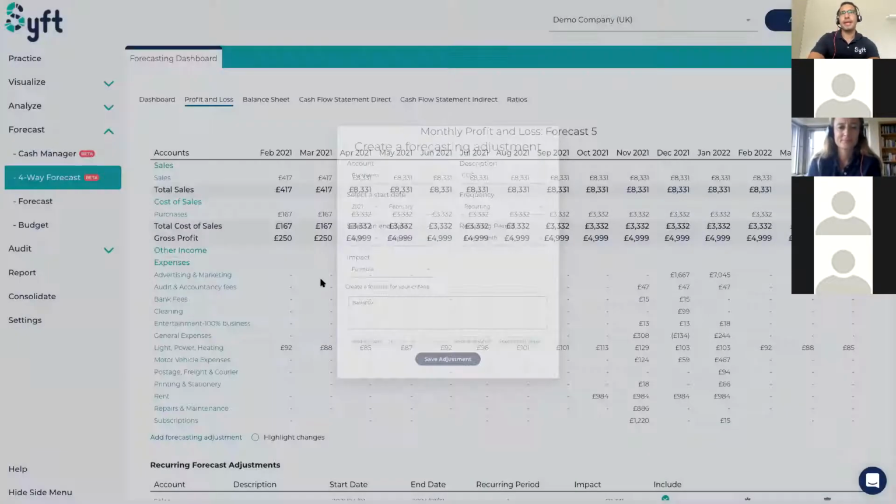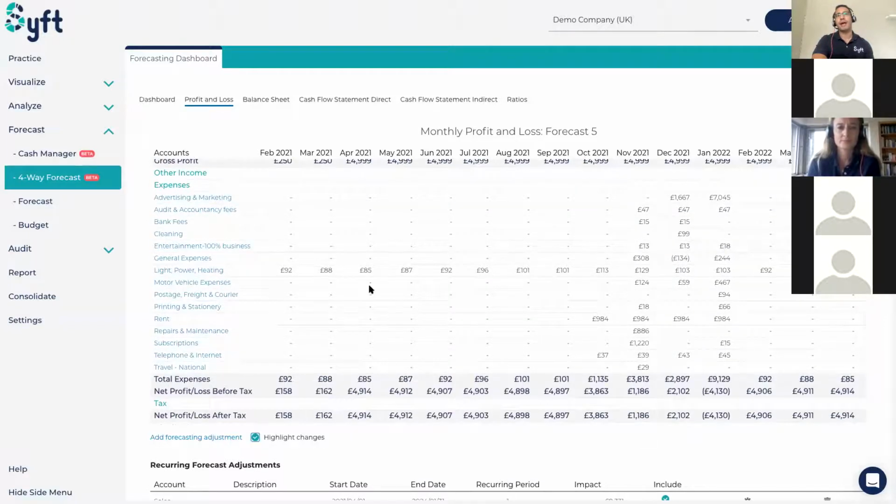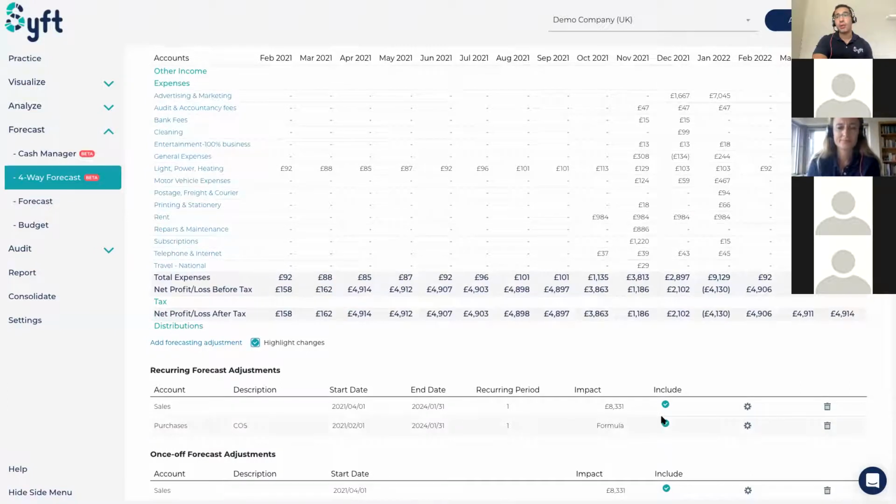Cool. And you can have very complex adjustments on your accounts, increasing over time, formula driven, and then you can highlight what you've changed in your forecast. The best part, any adjustments you can turn on and off and sort of see what happens. So that's where your scenario planning and your what if analysis comes through.